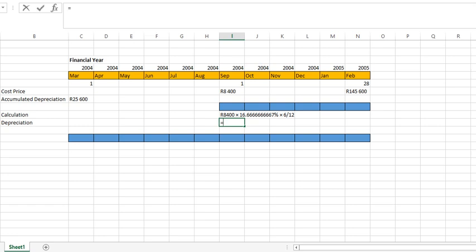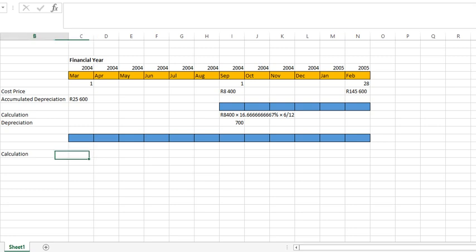will then be 8,400 Rand multiplied by 0.1666667, multiplied by 6 out of 12 months. So our depreciation on this new desk which we bought for the period 1st of September up until the 20th of Feb is 700 Rand. Now let's look at our older furniture.